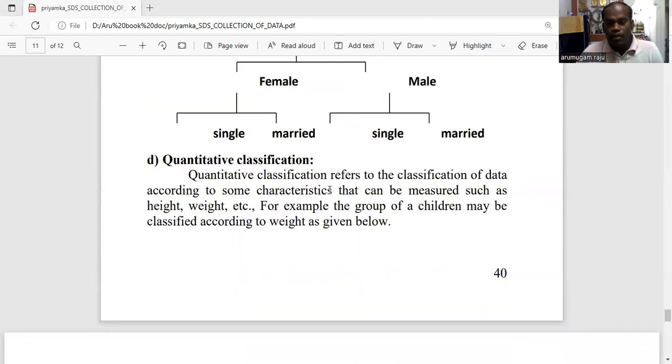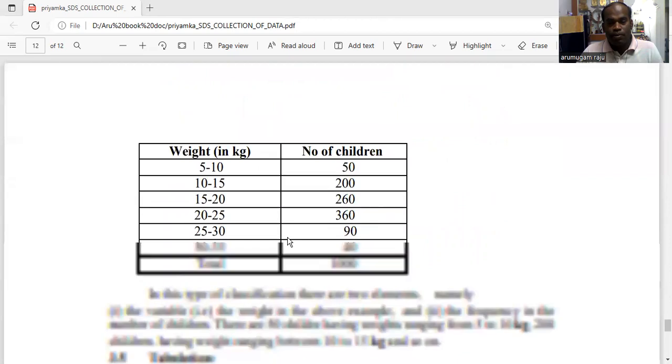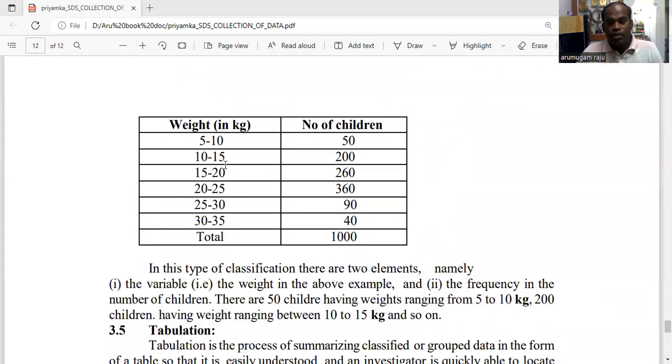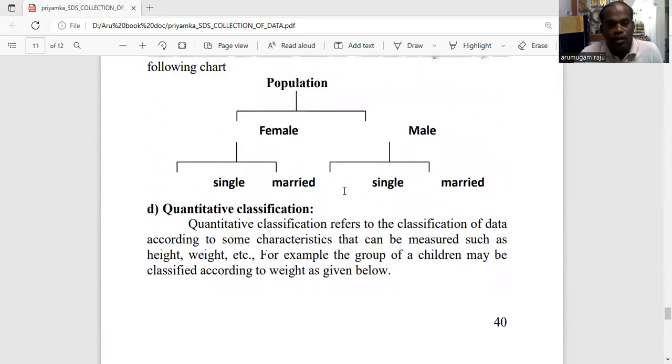Next, quantitative classification. Quantitative classification refers to the classification of data according to some characteristics that can be measured, such as height, weight, etc. For example, a group of children may be classified according to weight as given below. Here we have some weights and the corresponding number of children. So in general, quantitative classification is where we classify the data based on the quantity. That's all.